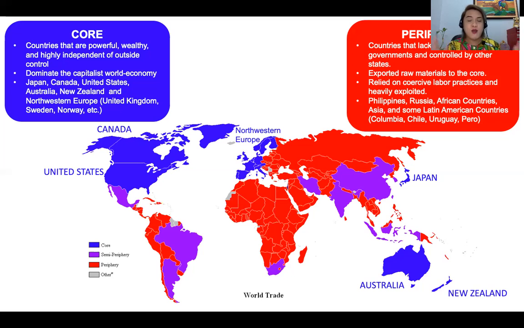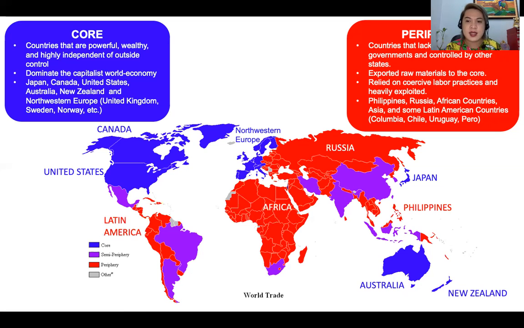Meaning to say, in the modern world system, the most exploited ones are the periphery, countries that are part of the third world, because we export the raw materials. We can see here the farmers, the miners, those of what we call the laylayan. Those people, those countries, give the raw materials to the core.